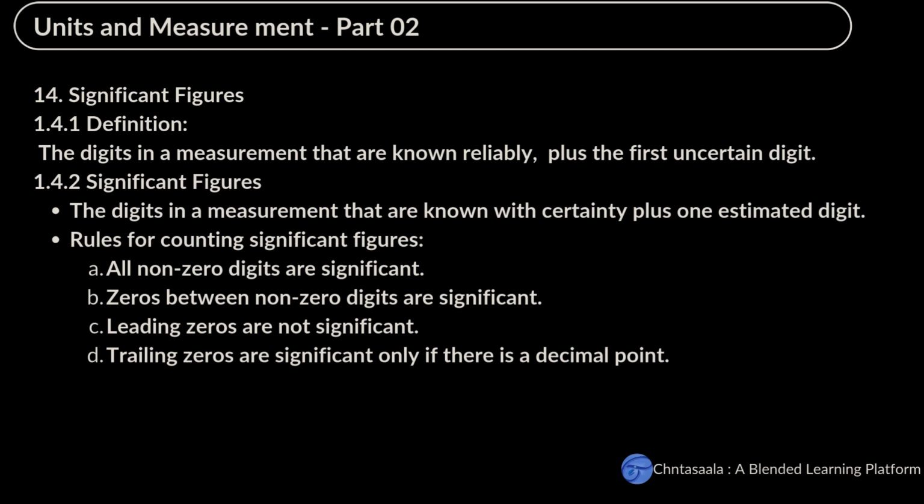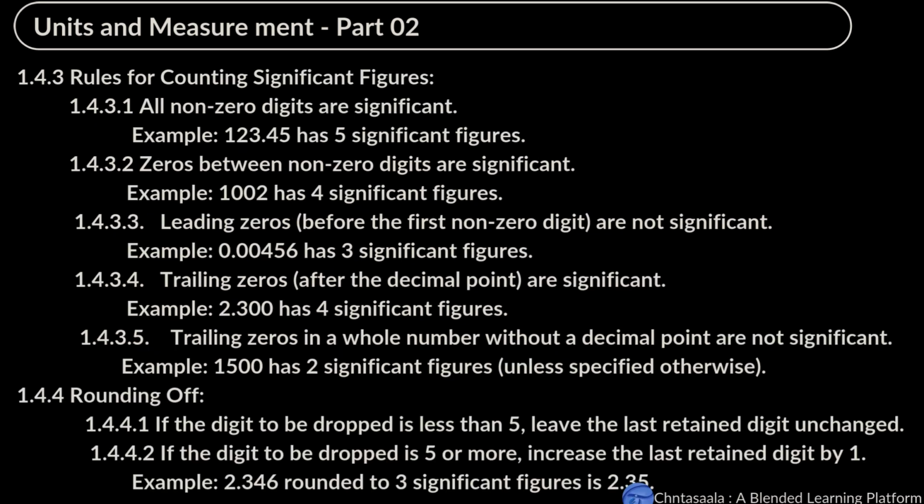Next topic we are going to discuss is significant figures. In physics, a significant digit, or figure, is a digit in a measured number that is known reliably, plus the first digit that is uncertain. These digits indicate the precision of a measurement. Rules for counting significant figures. 1. All non-zero digits are significant. 2. Zeros between non-zero digits are significant. 3. Leading zeros are not significant. 4. Trailing zeros are significant only if there is a decimal point.